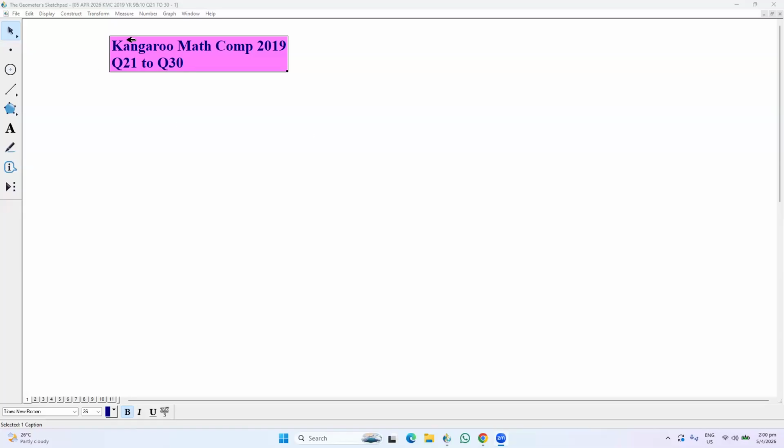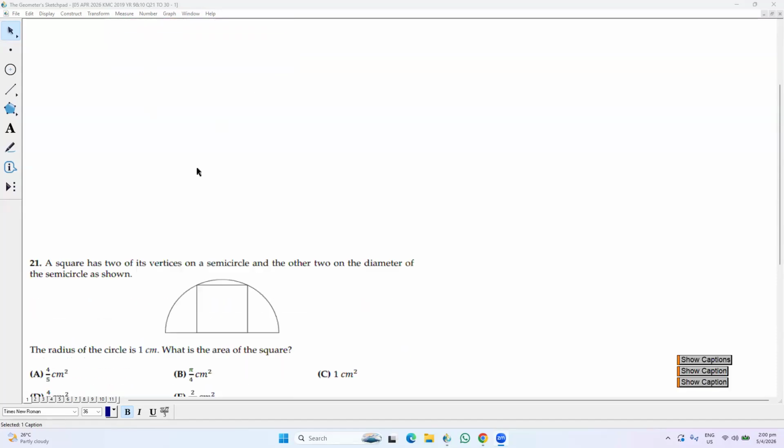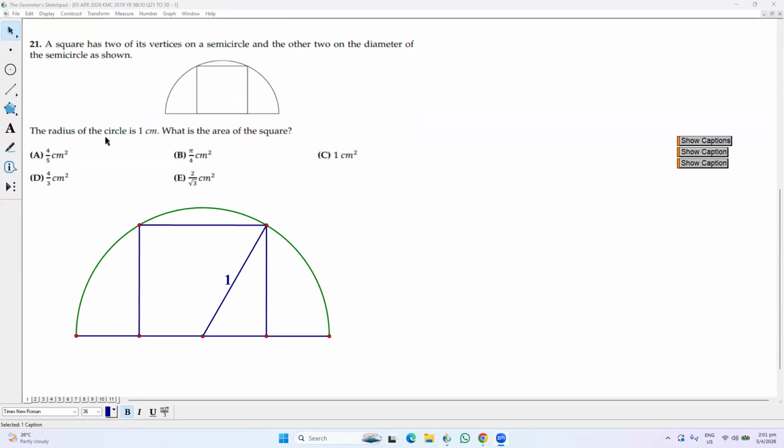So today we are doing the Kangaroo maths competition question 2019. Last week we did question 11 to 20. So today we'll cover question 21 to question 30. Question 21.